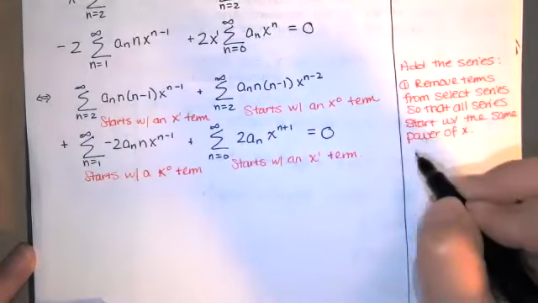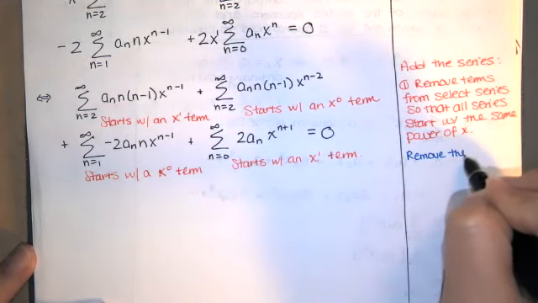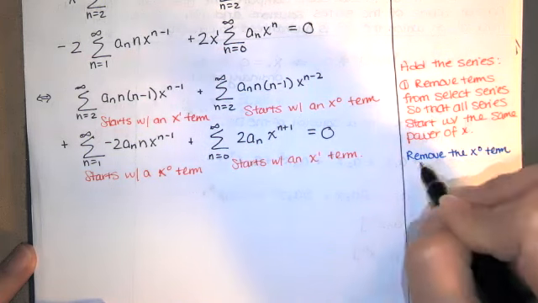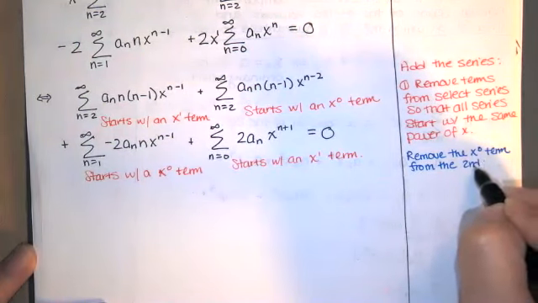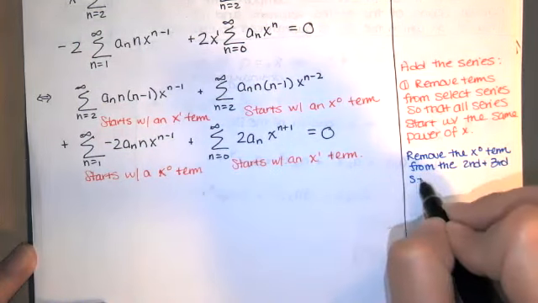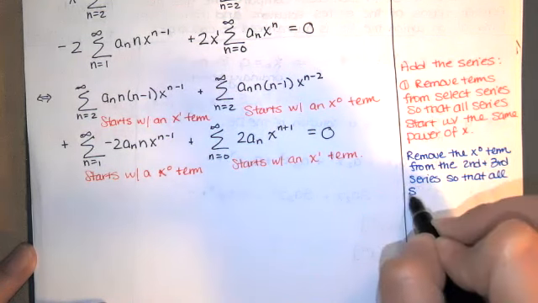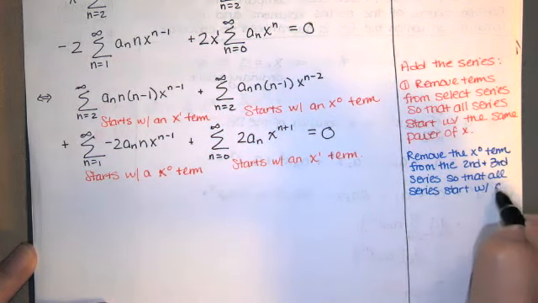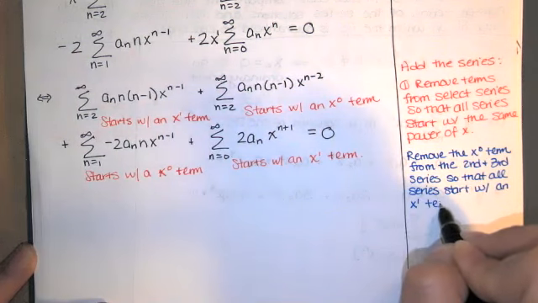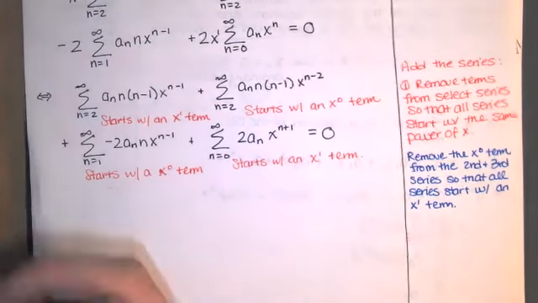For this specific example, we're going to remove the x to the 0 term from the second and third series so that all series start with an x to the first term. So we're just going to take a term out, and then the series that's left will start with an x to the first. Okay, so let's do that.